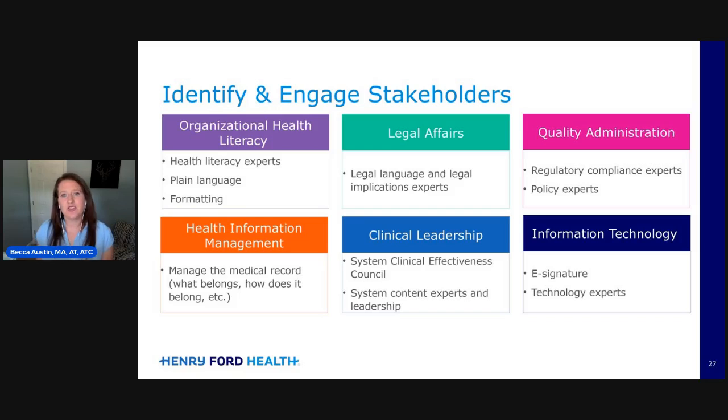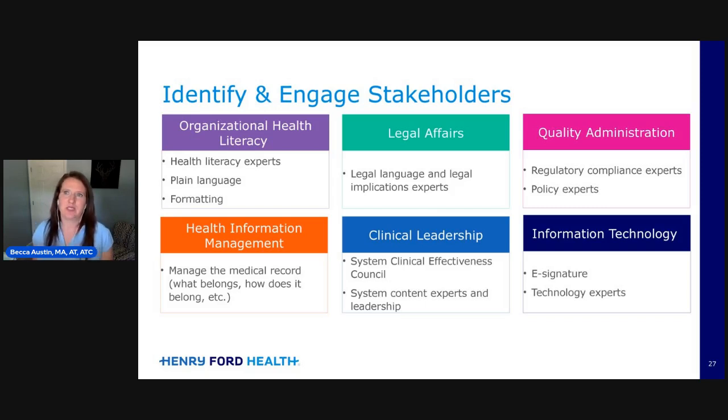Your quality administration. These are your regulatory compliance experts and your policy experts. In our organization, these are the gems of our organization, if I'm being honest. These are our partners that can take a 400-page CMS guidelines report on what needs to be in a particular patient signature form and break it down for me in 2 sentences that says, yep, you need this, or no, you don't need this, and this is why.